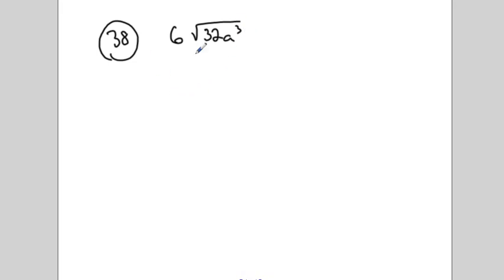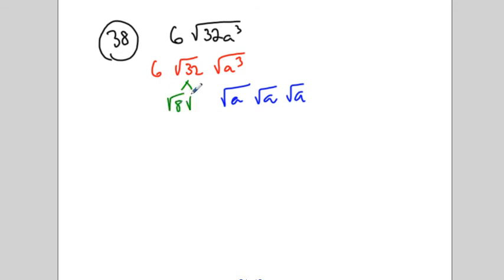I'm going to break it up into each of the parts. 6 times the square root of 32 times the square root of a to the third. Square root of a to the third is square root of a times square root of a times square root of a. 32 could break up into 8 and 4. Could break up some other way. 16 and 2 would actually be a little bit better. And then you got the 6. So I'm trying to keep it all even. I brought this down and broke that all up.